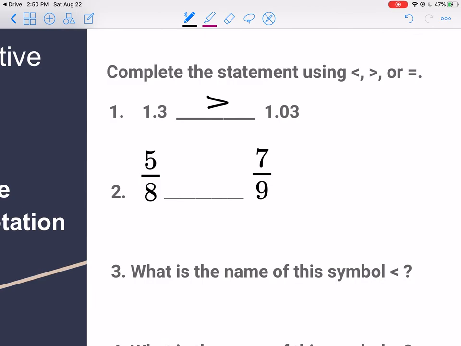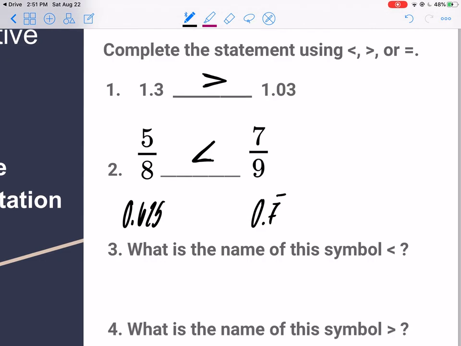Now, one of the easiest or quickest ways to compare this is by making these into decimals. So if I divide 5 by 8, if I plug that into a calculator or my phone, I'm going to get 0.625. And then if I plug in 7 divided by 9, I'm going to get 0.7 repeating. So which one of those is greater? The 7/9 is greater, so that's going to open up towards it. Inequality always opens up towards the larger value.